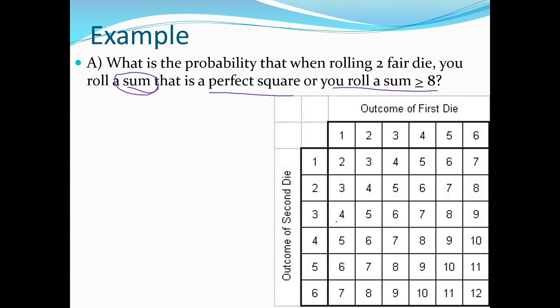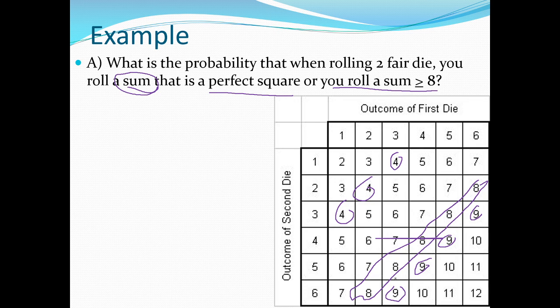So if we have a table like this, instead of doing it the formal way, let's do it the more intuitive way, which is simply counting up every possibility that fits. So let's count up all the sums that are perfect squares. Remember, a perfect square is a number that if you square root it, you get a whole number back. So these are all perfect squares here. 4 is a perfect square, and 9 is a perfect square. And that's about it. 9 and 4 are the only perfect squares. And we also say, or roll a sum that's bigger than or equal to 8. Well, 8 is obviously bigger than or equal to 8, so all of these count.